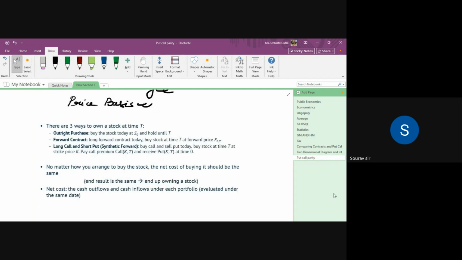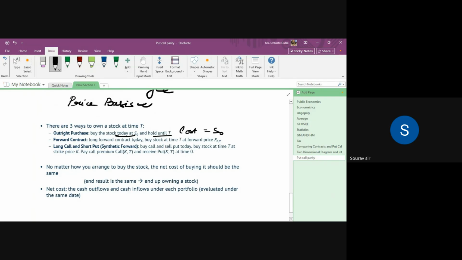So there are three ways to own a stock at time T: outright purchase, forward contract, and long call and short put. Outright purchase means you buy the stock today and hold until time T. So cost is what? It is 0. Now what is a forward contract? It's entering a long forward contract.